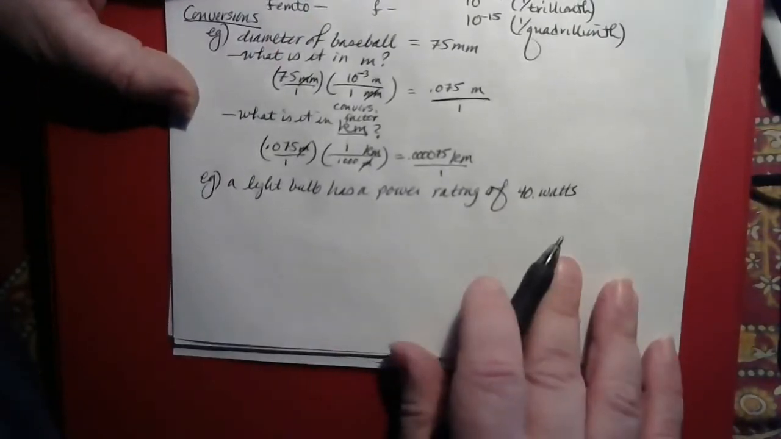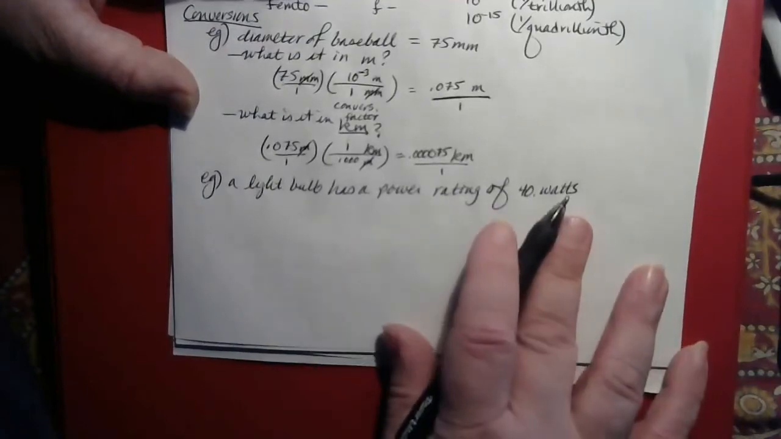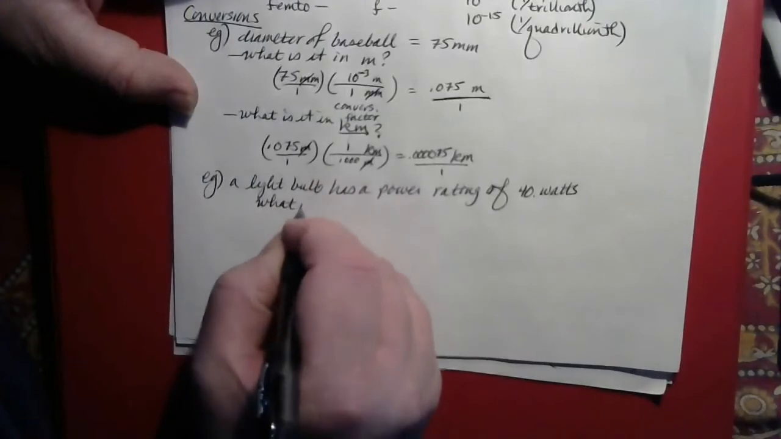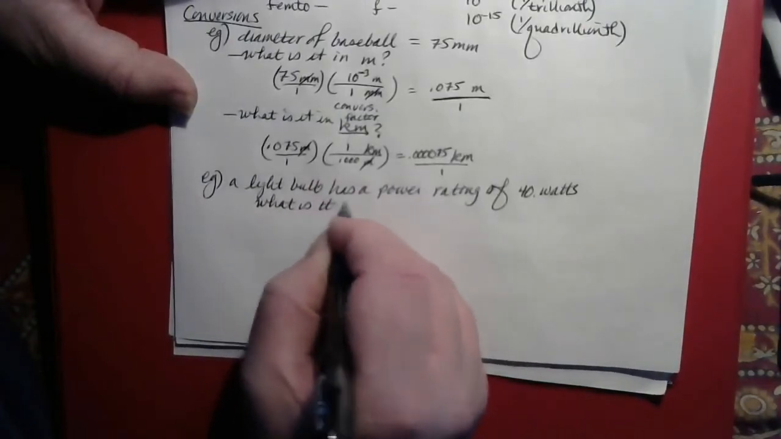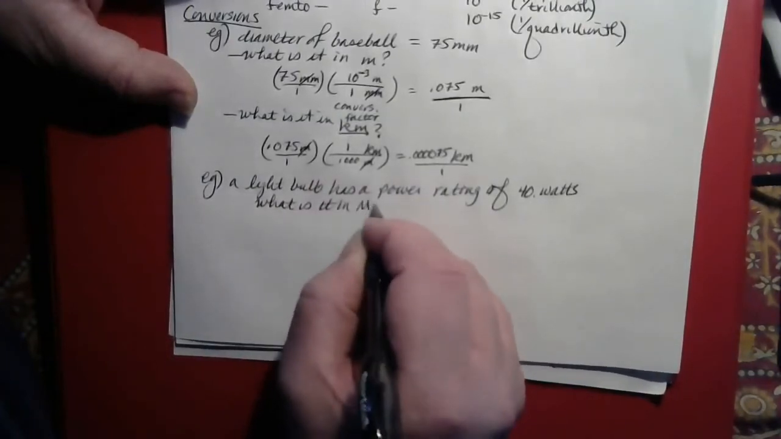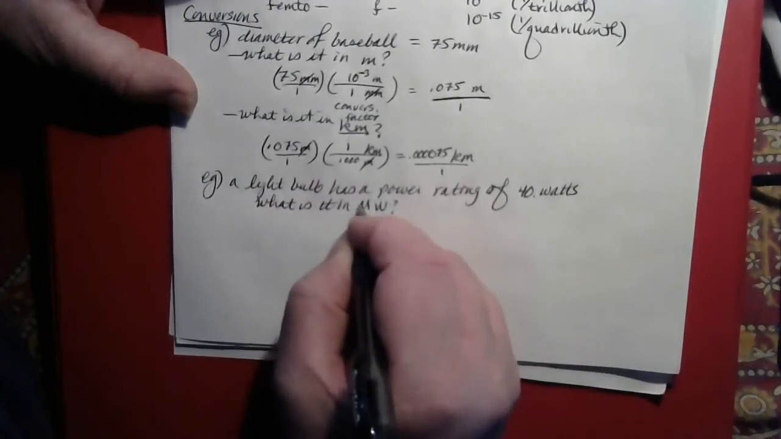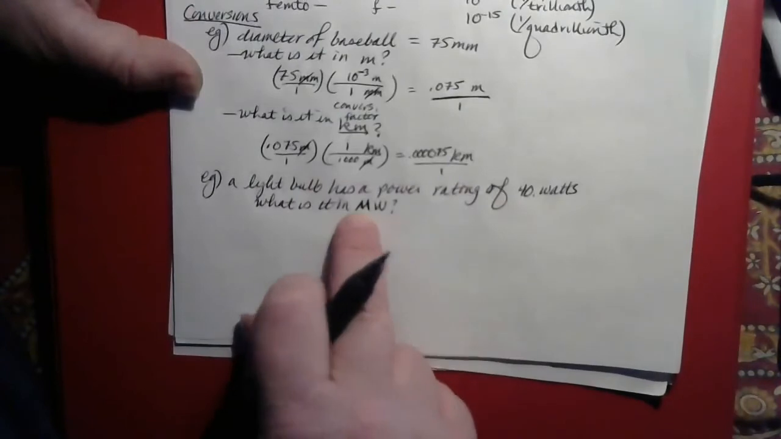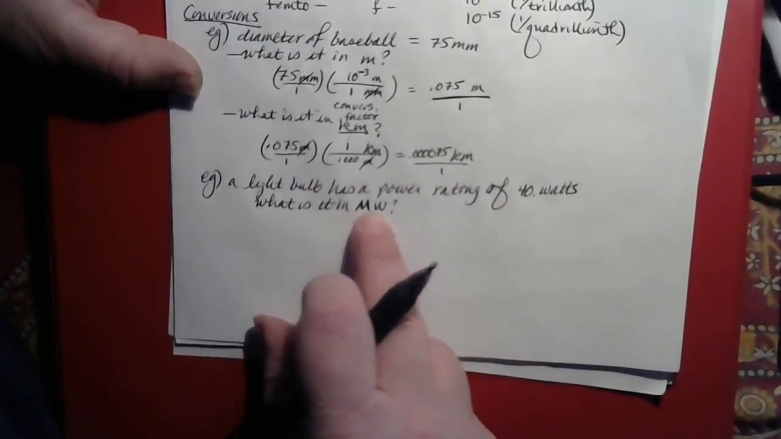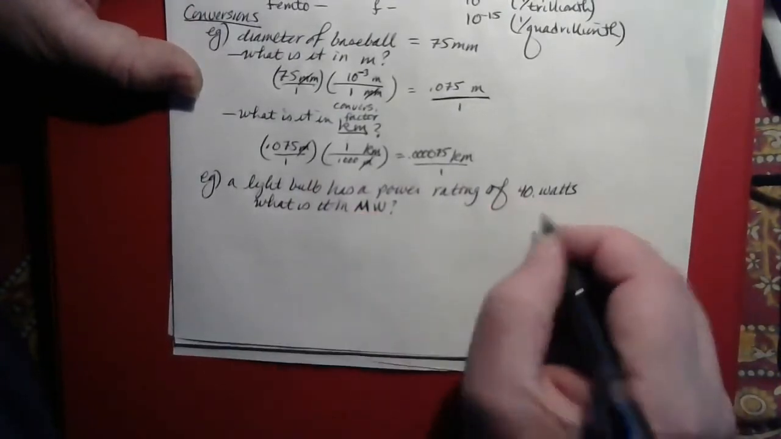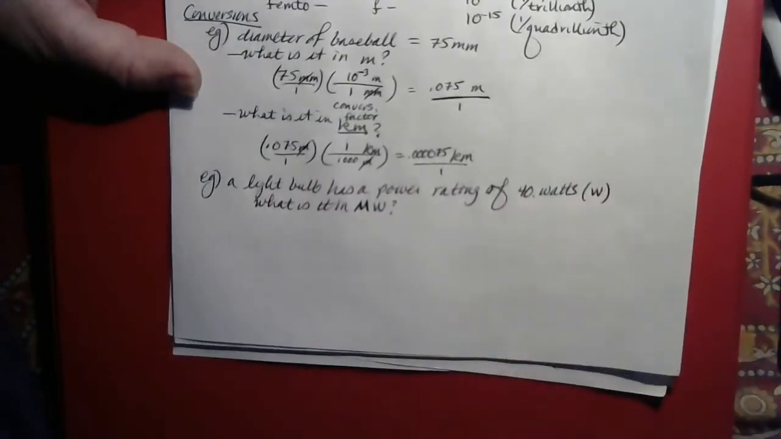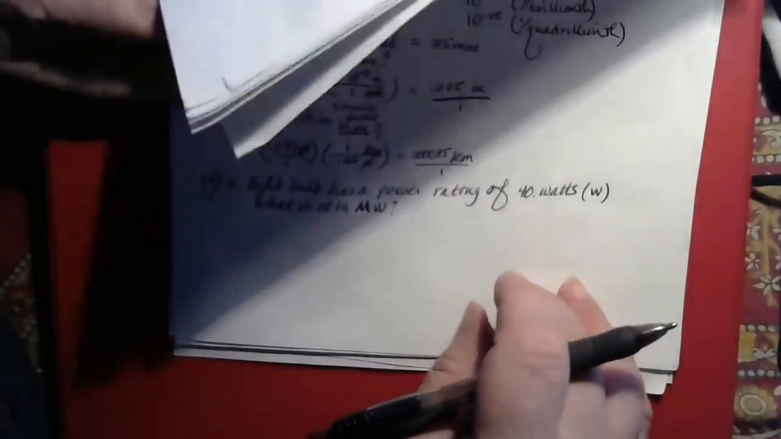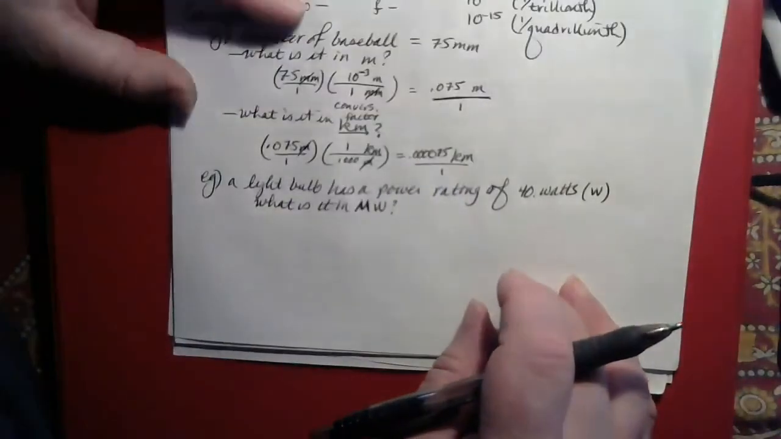So if you have a light bulb that has a power rating of 40 watts, what would that be in megawatts? Capital M followed by capital W. Capital W is the symbol for watts. Capital M, capital W would be megawatts. So what would that be in megawatts?